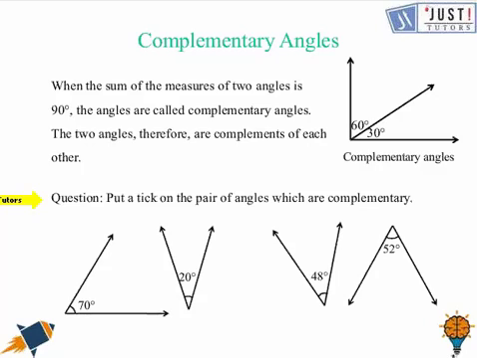Now here is a small question for us. We have to tick the pair of angles which are complementary. So for that, we should add both the angles and see if we get 90 degrees. So 70 plus 20. Yes, that's 90 degrees. So we can just put a small tick here. Coming to the next pair. One is 48 degrees and the other one is 52 degrees. When added, they are more than 90 degrees. So it's clear that it is not a complementary angle pair.